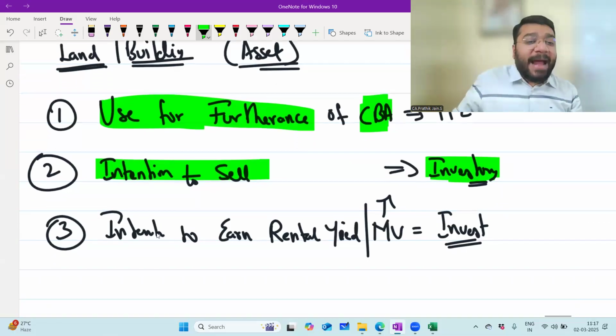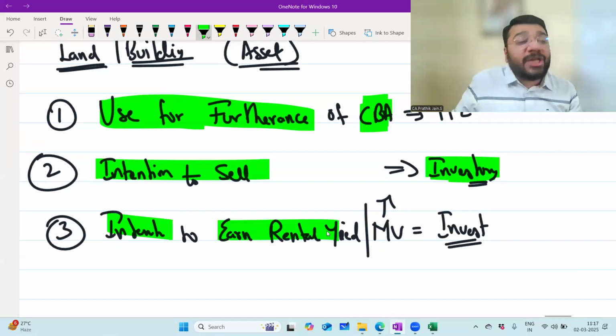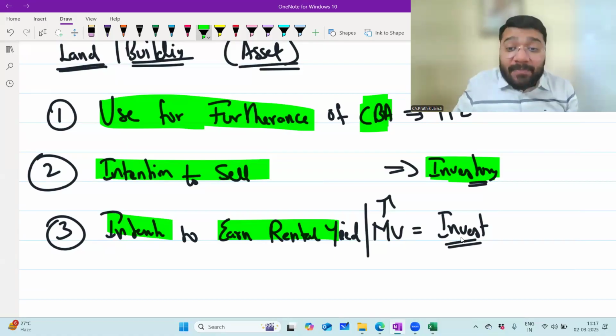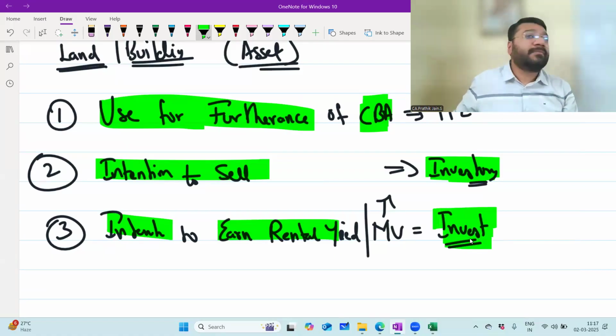If I buy any land or building or any complex where I have the intention to earn rental income, or I'm waiting for market value appreciation, that is my investment. Am I loud and clear? Now, one more example, the last one.